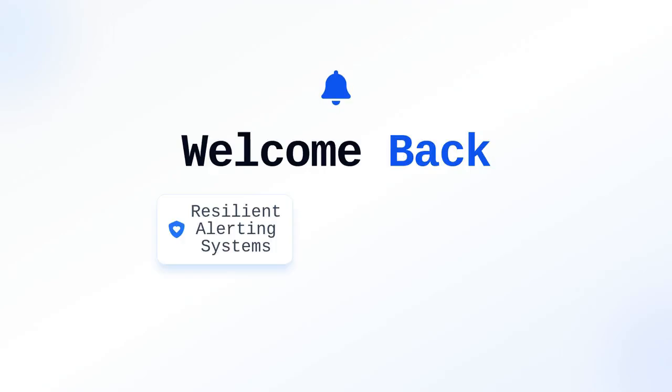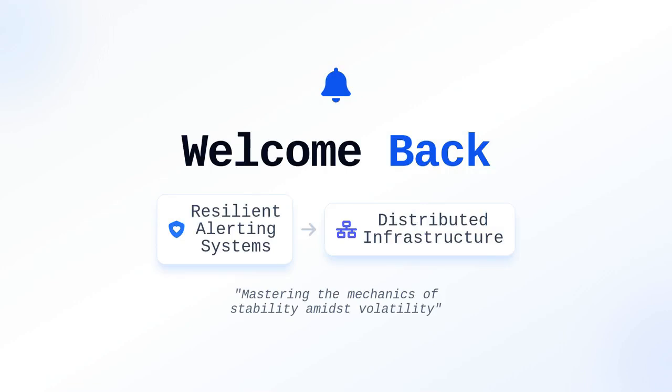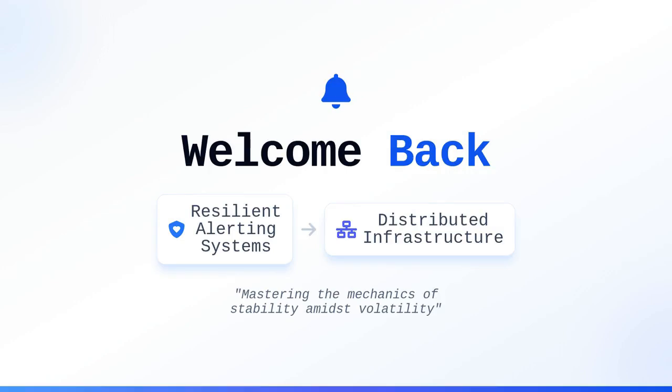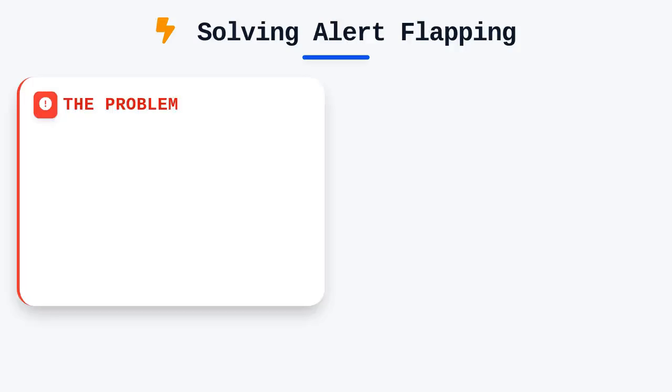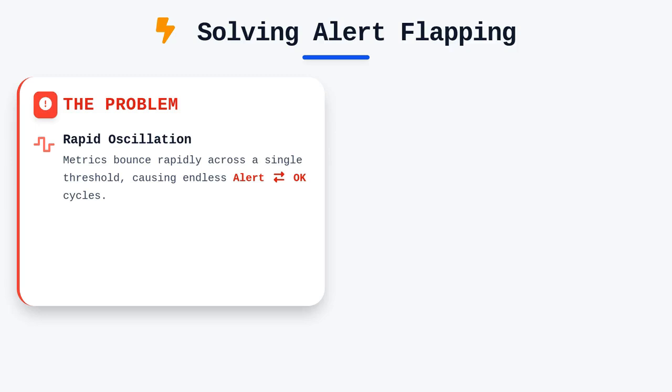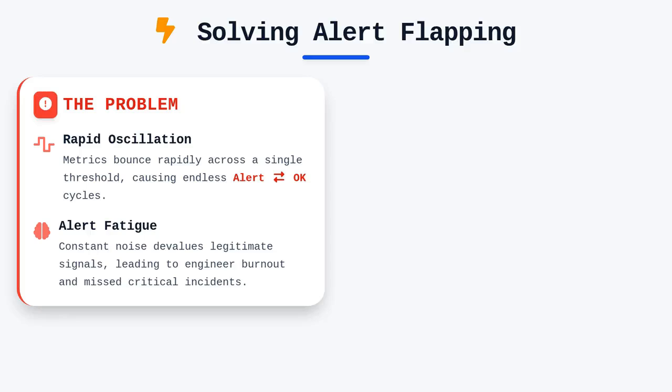Welcome back, as we delve into the mechanics of building resilient alerting systems that withstand the volatility inherent in modern distributed infrastructure. Alert flapping is a particularly insidious problem in monitoring systems where a metric oscillates rapidly across a defined threshold, causing a detector to transition between alert and OK states in quick succession. This behavior creates significant noise for on-call engineers, devalues the signal of legitimate incidents, and ultimately leads to alert fatigue.